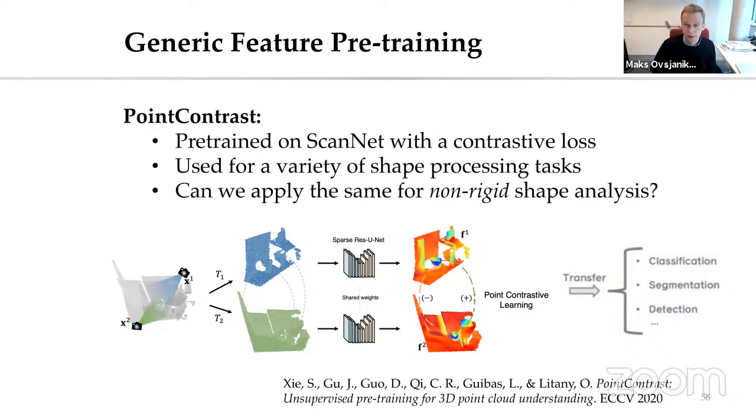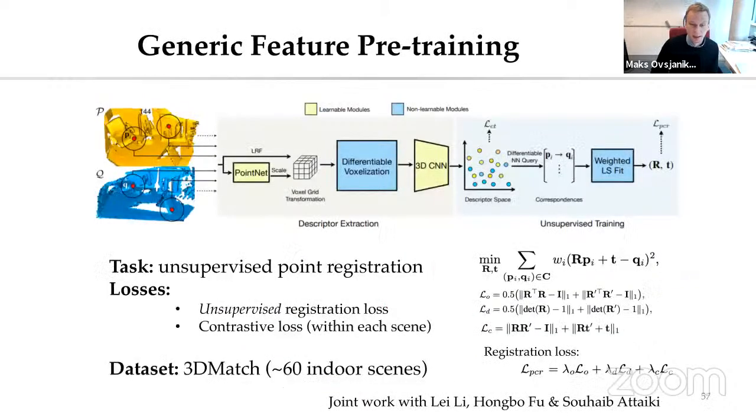And so one question that we asked is, can we apply the same idea to non-rigid shape analysis? Surprisingly, to me, it's interesting that so far there isn't really a link between non-rigid shape analysis and this kind of feature pre-training. This is ongoing joint work with a postdoc in my group, Lei Li, Sohaib Attaiki, who's a PhD student, and Hongbo Fu. Our goal is to do generic feature pre-training.